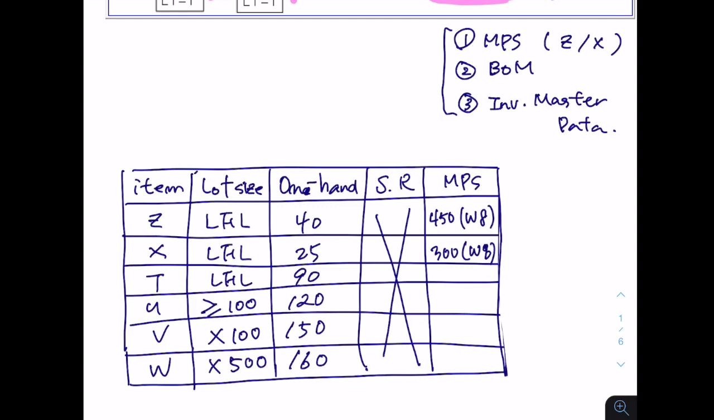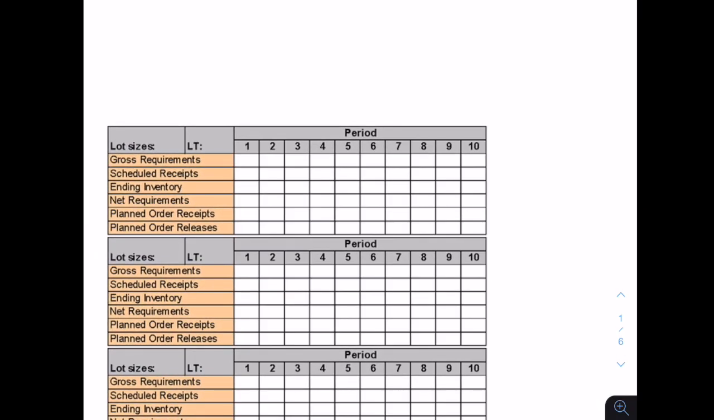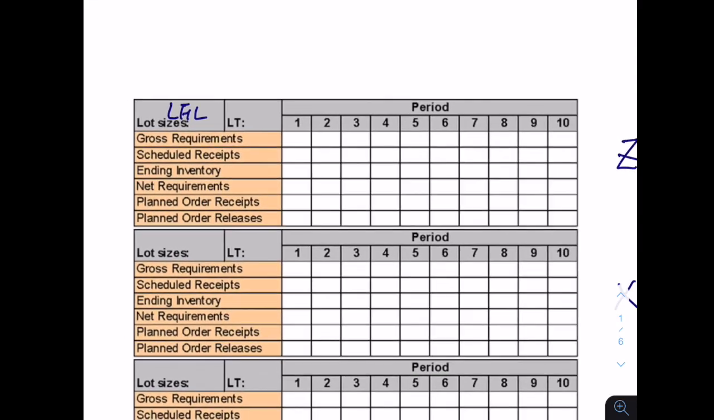And again, all the materials, T, U, V, W, are not end items, so it is obvious there is no MPS information. So given this, we can develop the MRP matrix. First, let's look at level 0 items, Z and X. I will start with Z and X. Let's start with Z. So for Z, what is the lot size? Lot for lot. Let me make it a little bit bigger.